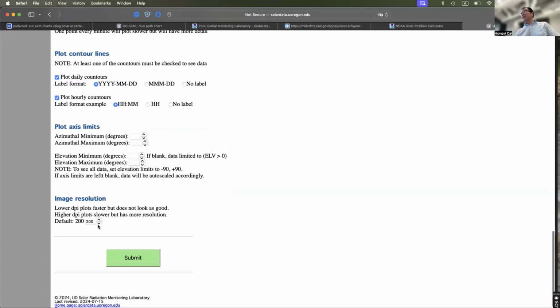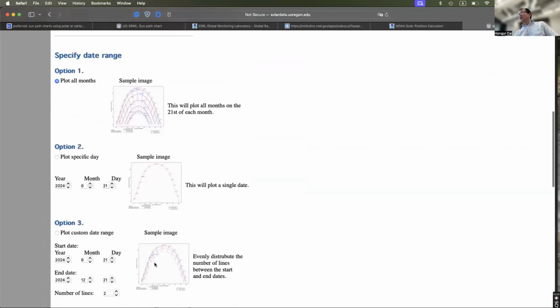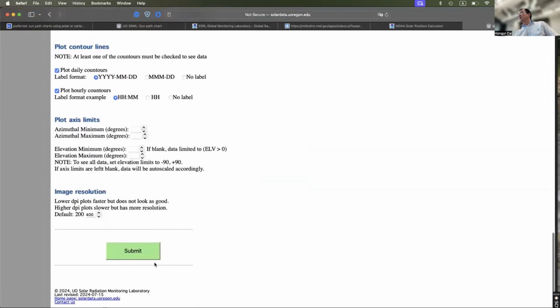Image resolution, you can put a better resolution. Let's say, how about 400? But 200 should be enough for them. Okay. So submit. You're supposed to get something come out. Let me see. We just finished already. Let me try one more time, because this is also my first time using this.